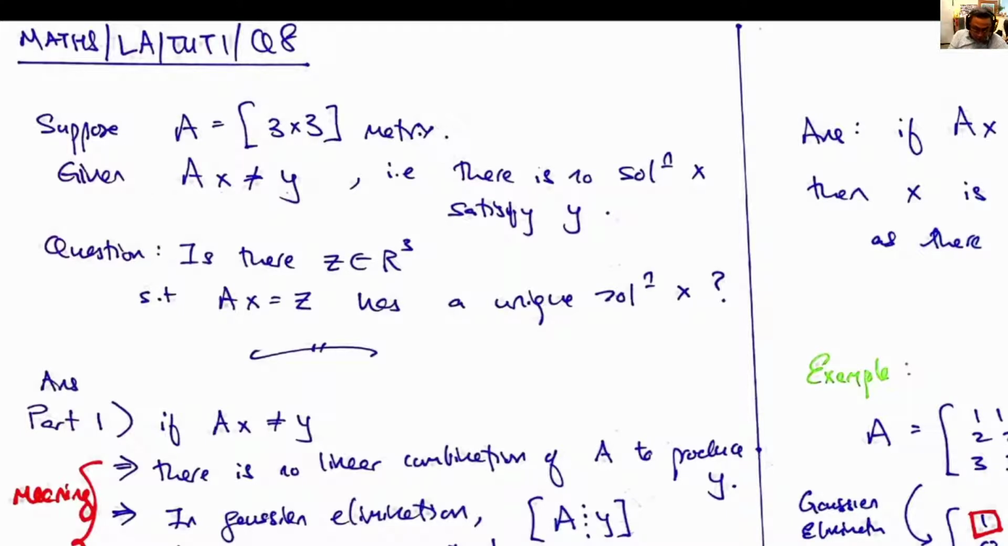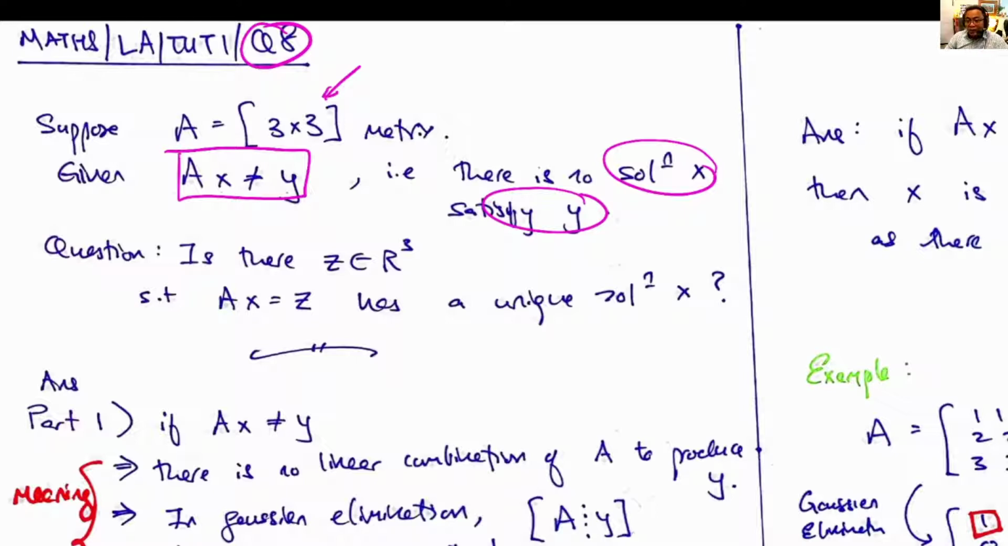This is tutorial 1, question 8. In this question, we are given a 3 by 3 matrix A and we are told that AX is not equal to Y. There is no solution of X satisfying some given Y. Now, what does this mean?